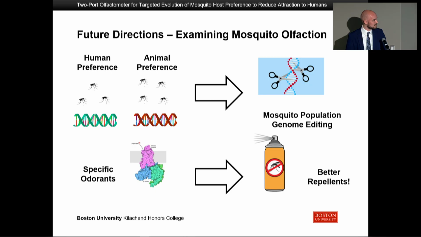The other thing you can identify using those genes, there's a lot of work looking at olfactory genes and matching them to the odorants that kind of stimulate the mosquitoes. So if you can identify those specific odorants, one thing you can do is develop better repellents that kind of mute those odorants or overpower them.